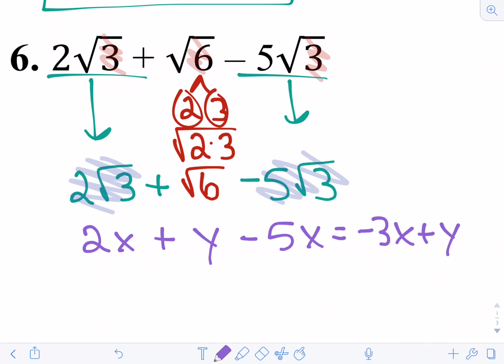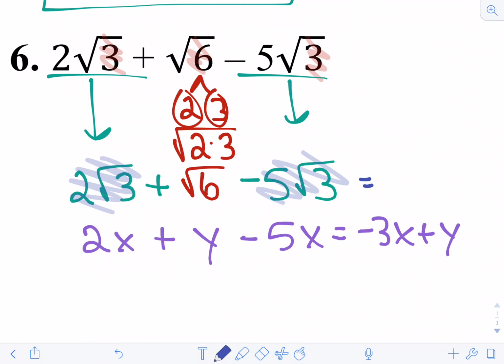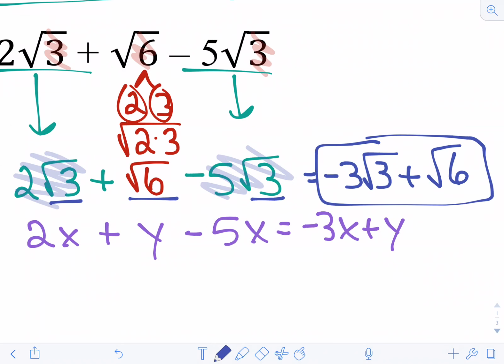It's the same type of concept, except now we have these square roots of numbers. So 2 minus 5 again is a negative 3. Instead of x, though, you're looking at the square roots of 3. Instead of plus y, you have the square root of 6, so plus square root of 6. You're just combining your like terms.